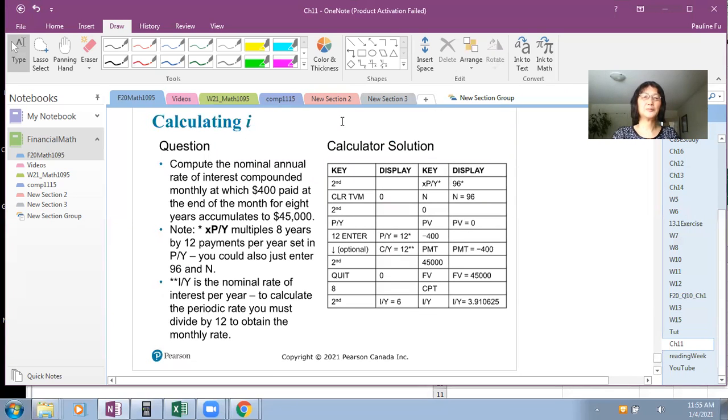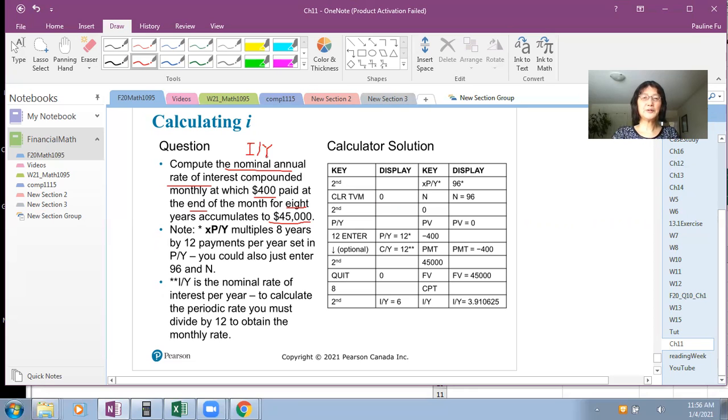Let's look at this example. Compute the nominal annual rate of interest compounded monthly at which 400 paid at the end of the month for 8 years accumulates to 45,000. So the question asks you, what is I periodic? The question asks you the nominal annual rate. So the question asks you, what is IY? IY represents nominal annual rate.